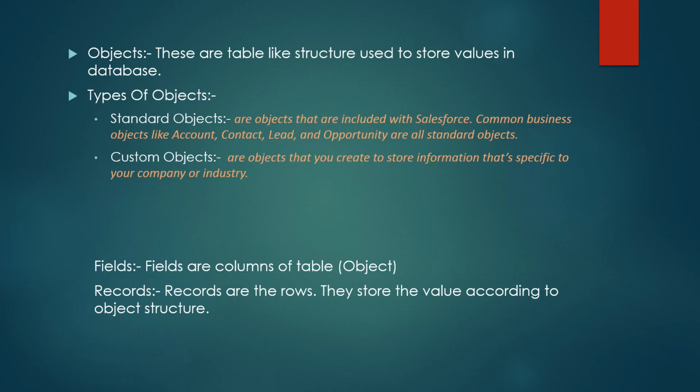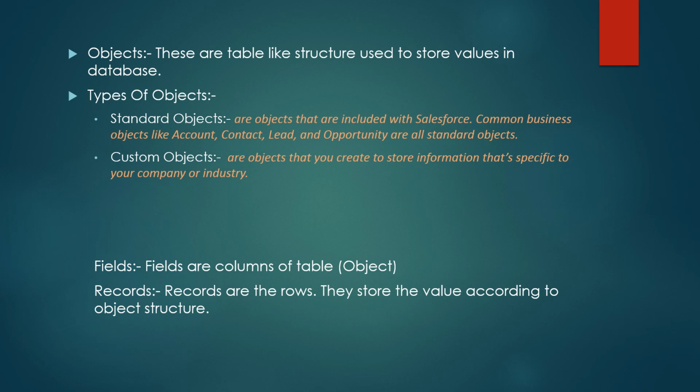When I talk about objects, these are table-like structures used to store values in a database. So basically objects are tables. They will have some columns and some rows. So the table itself is the object. And there are two types of objects in Salesforce. One is the standard object and the other one is the custom object.